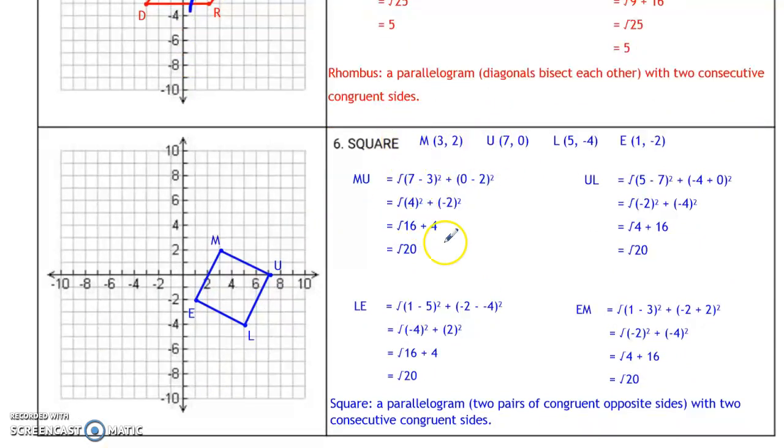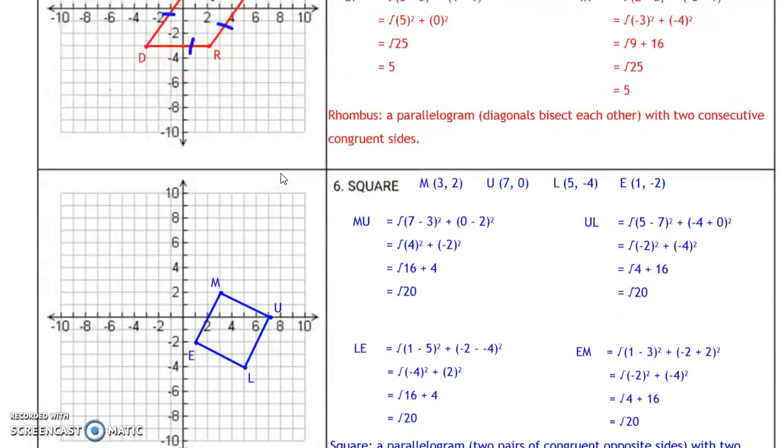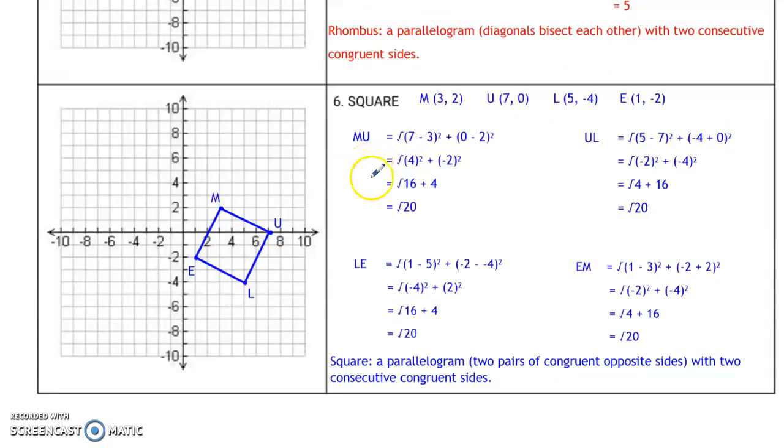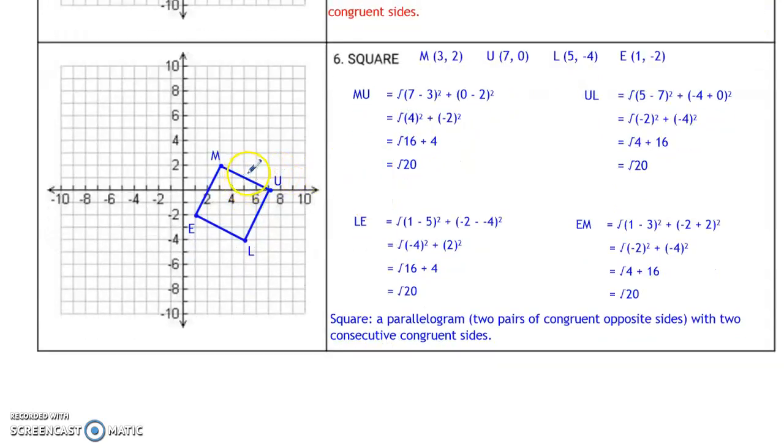Question number 6, it was mule, M-U-L-E. It was a square, and I found out that it was a square by finding all 4 of the sides. Now, you might think to yourself, well, all 4 of these sides are congruent, but that doesn't necessarily mean it's a square. It also means that it's a rhombus. Well, in a square, it has to have one other special property. Since all of these have congruent sides, you also need to know whether there is a perpendicular angle, or 2 perpendicular lines.